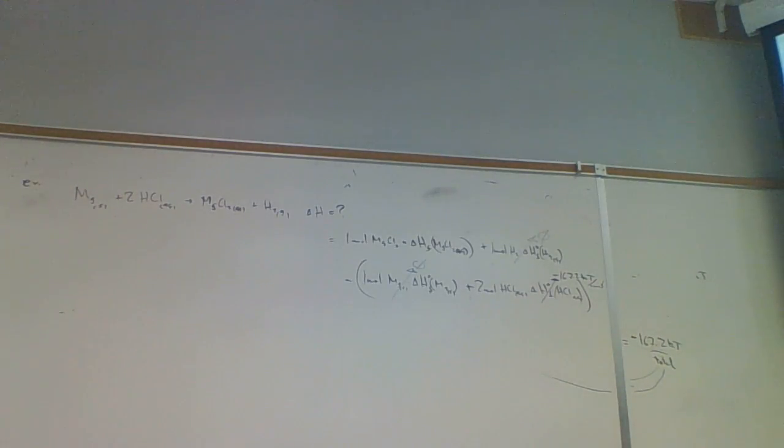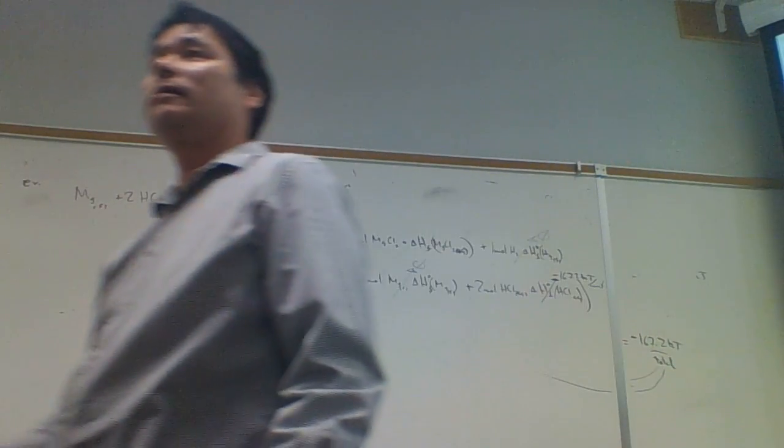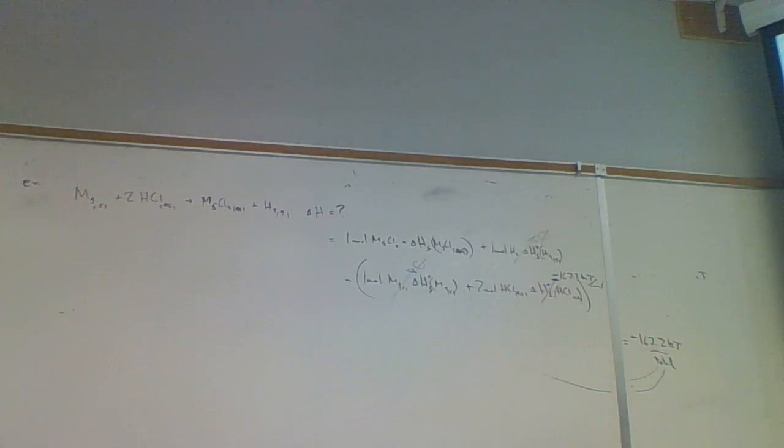MgCl2 is minus 641.3. Is that right? Minus 641.3. No, because it's a state. That's MgCl2 solid. You know what? I don't have MgCl2 aqueous. So does that mean I can't complete this problem?